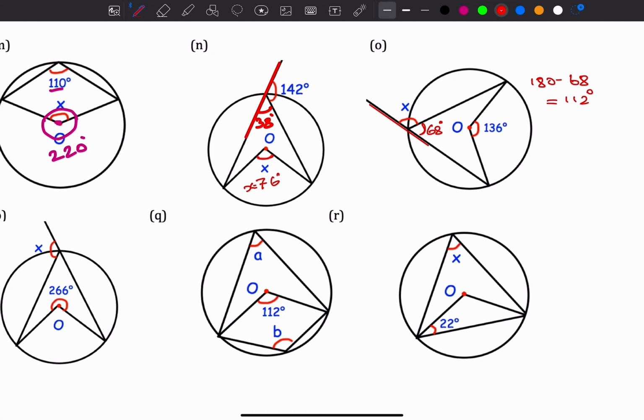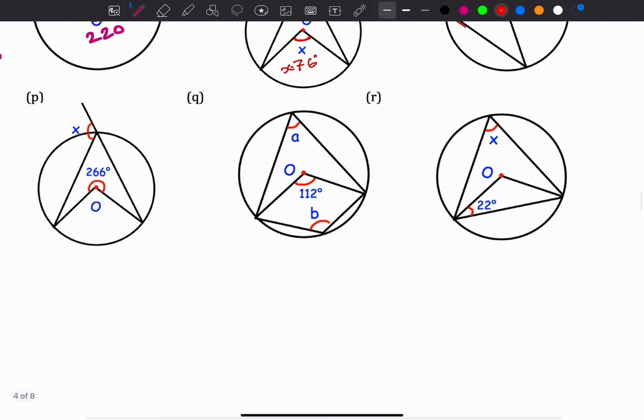112. Next one. If this is 266, what is this angle? Because around a point, the total angle is 360. So 360 take away that 266 will give you 94. So that is 94. The angle at the center is double the angle at the circumference. So I want half of that one to do this one here. So half of 94 is 47.